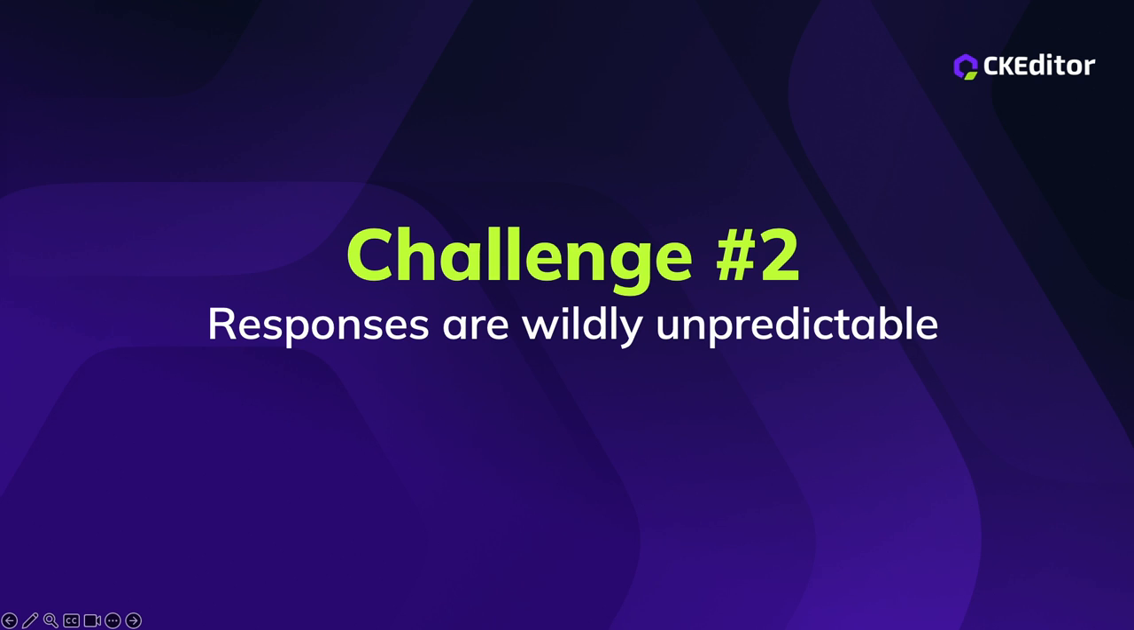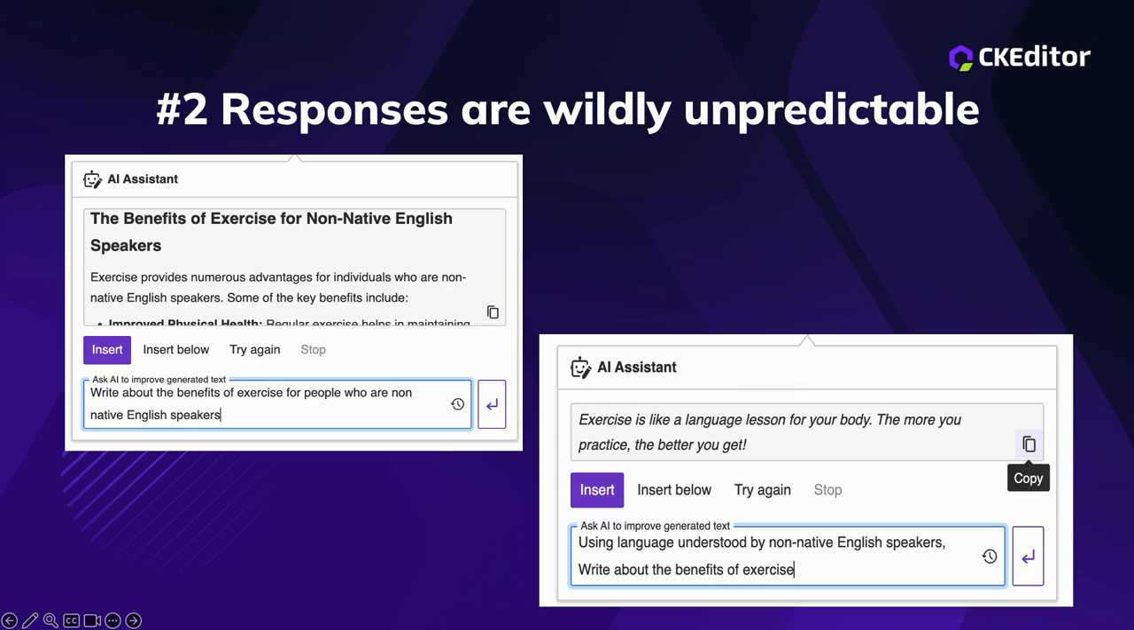Okay, challenge number two: responses are wildly unpredictable. As I said, if you change the prompt ever so slightly, responses can be unpredictable. This was early on in the CKEditor AI Assistant when they were testing it, and I, being me, tried to break it a little bit. What I did was I said, first, write about benefits of exercise for people who are non-native English speakers. And then it gave a very sweet, nice blog on the right.